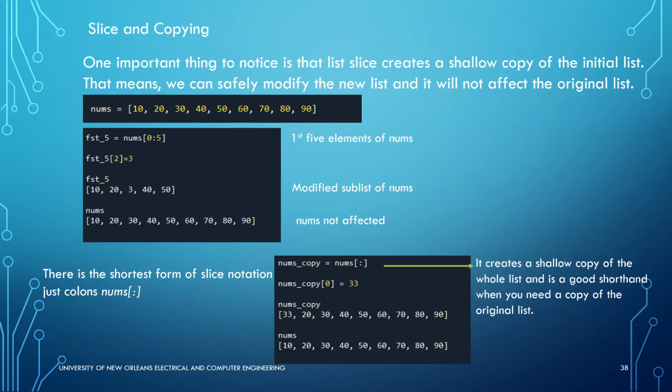And what I'm going to do now is modify nums_copy, because I'm going to put the number 33 in the location of index 0.